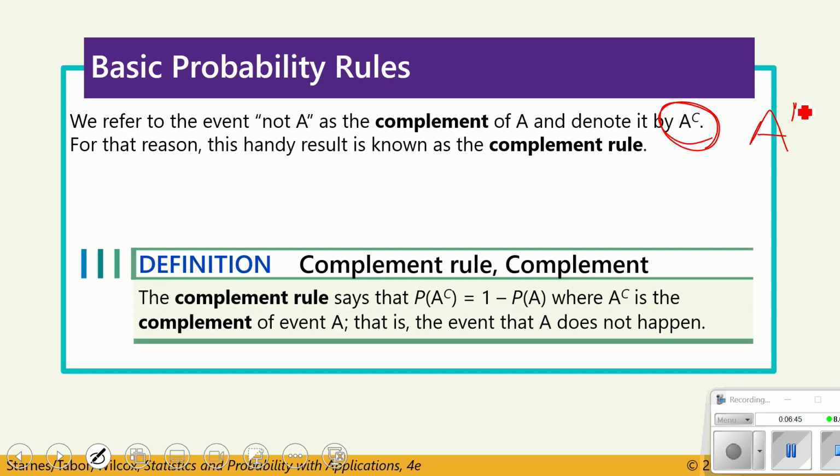It just says the probability of A complement is equal to 1 minus the probability of A, where A complement is the complement of the event. So the event A does not happen. So what does that look like?